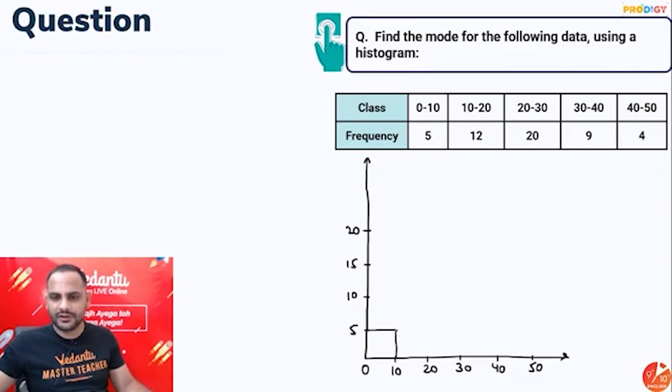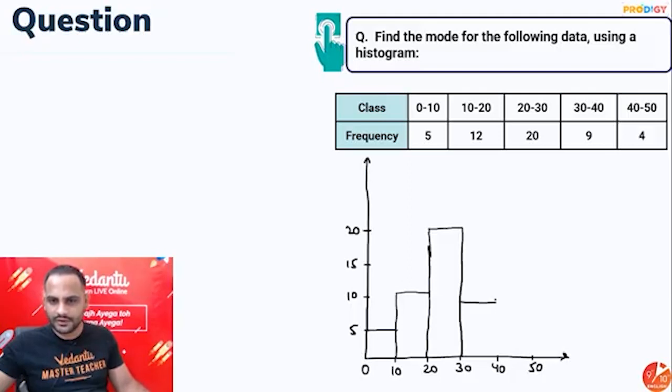Then 10 to 20, the frequency is 12. 12 is a little bit more than 10. 20 to 30, the frequency is 20. Let it go till 20. Then 30 to 40 it is 9. 9 is say over here. And 40 to 50 it is 4, which is less than 5, just over here, let's say.